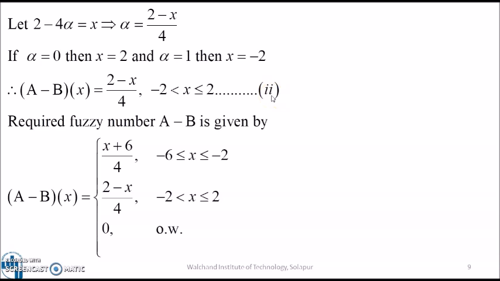Now writing the whole membership function for A minus B using 1 and 2, we get A minus B of x is equal to x plus 6 upon 4, where minus 6 less than or equal to x less than or equal to minus 2, and 2 minus x upon 4 for minus 2 less than x less than or equal to 2, and for the remaining range before minus 6 and after 2, the gradation will be 0. Now this is the required membership function.